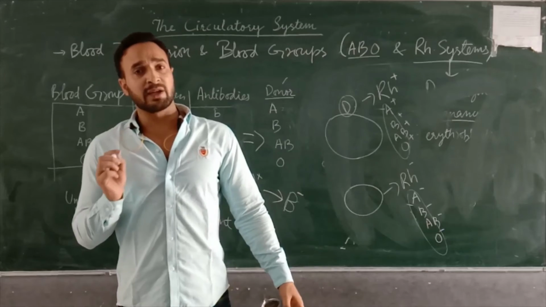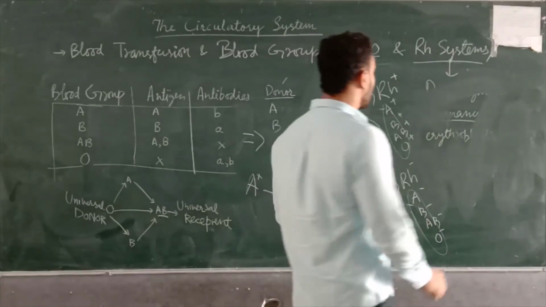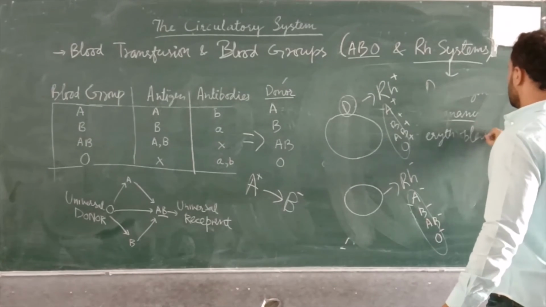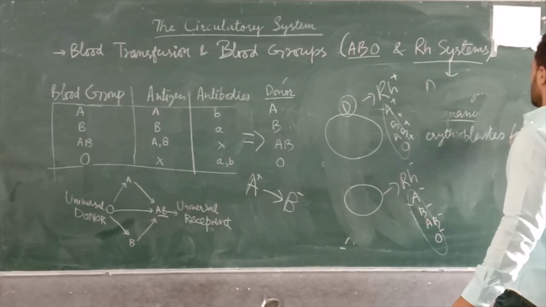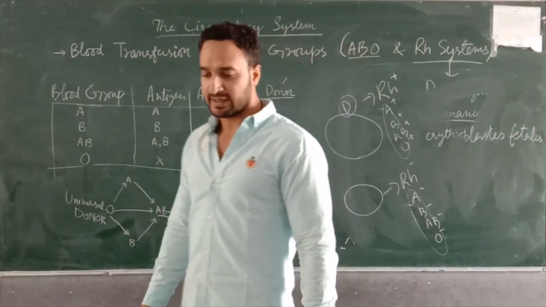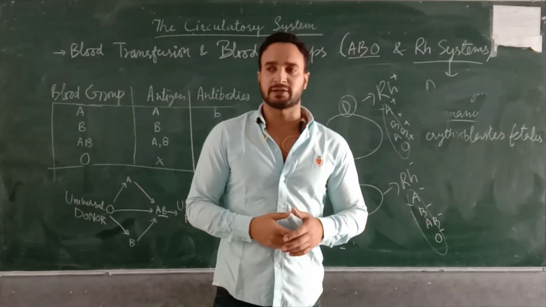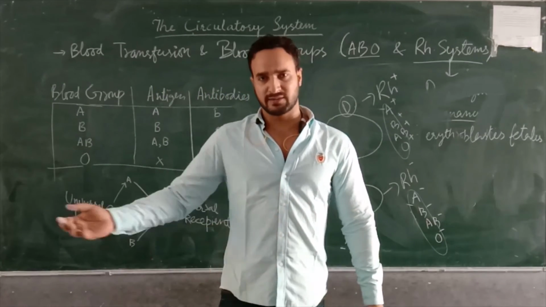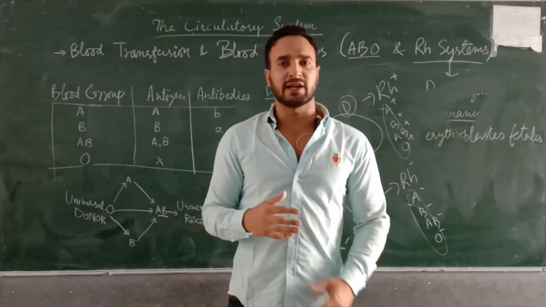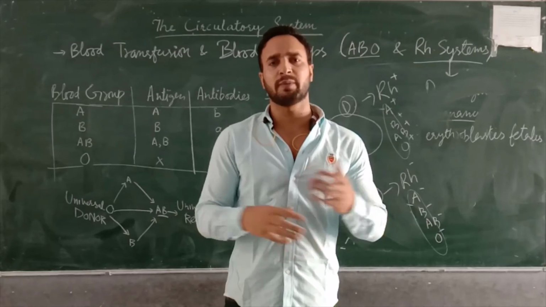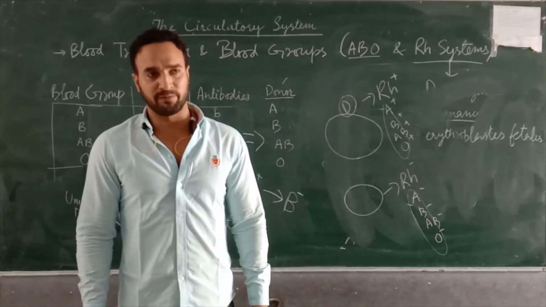There's one more similar condition that happens during pregnancy. That's called erythroblastosis fetalis. Before science knew about the Rh factor, there used to be certain deaths in newly born babies, and the people and scientists were not able to figure out why. Nobody knew anything. Why is this happening? But then this Rh factor was discovered.